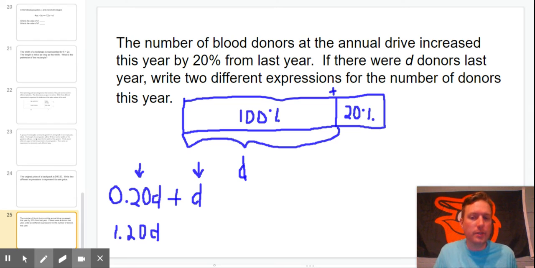So what I would like you to do today is work on writing equivalent expressions using percents. Work hard, ask questions. Remember, I'm here to help you.